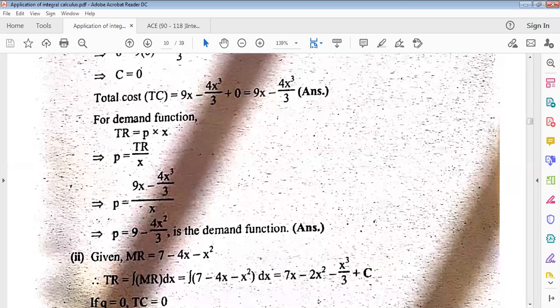Now total revenue equals px. So what will p be? Total revenue divided by x. Total revenue, what? This.